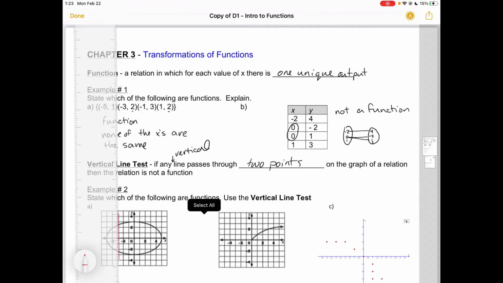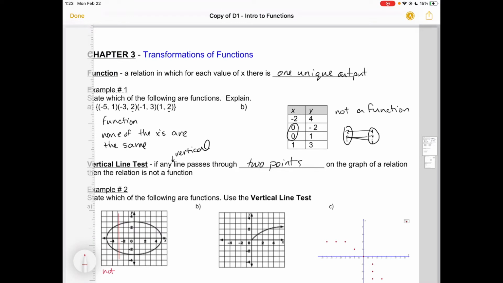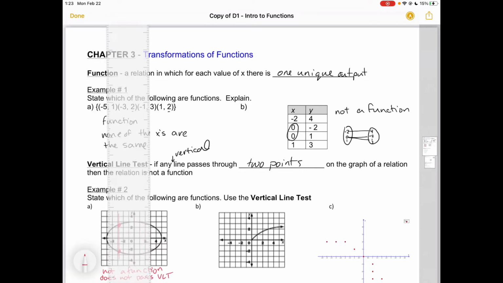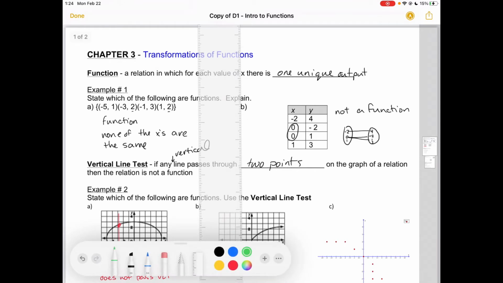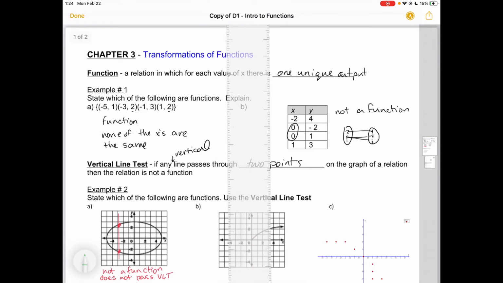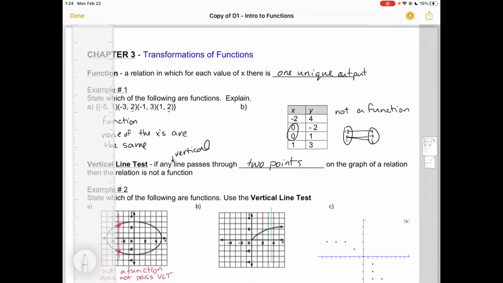If I use my ruler to draw a vertical line here, this is not a function because it does not pass the vertical line test. My vertical line goes through 2 points on the relation. Let's do this one over here. Now I'm going to draw a vertical line, and what I'm going to notice is that it only crosses my relation at 1 point. So we would say this is a function because it passes the vertical line test.